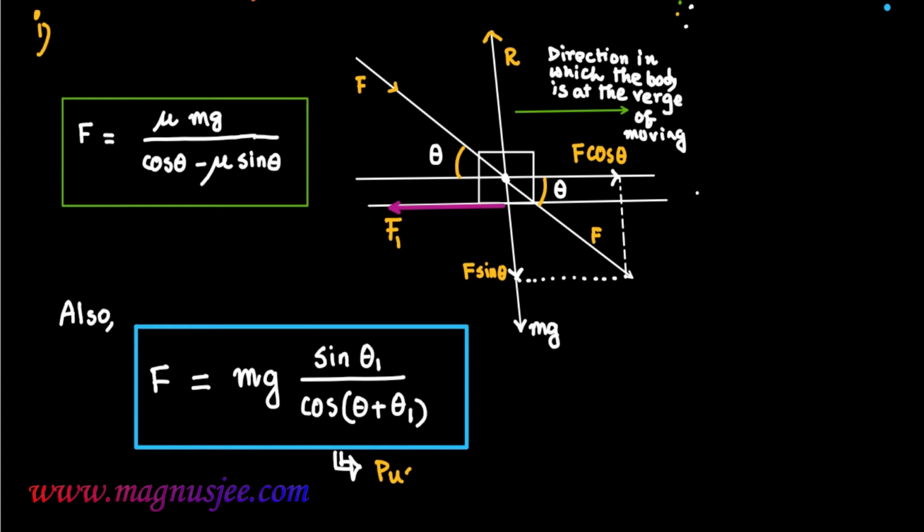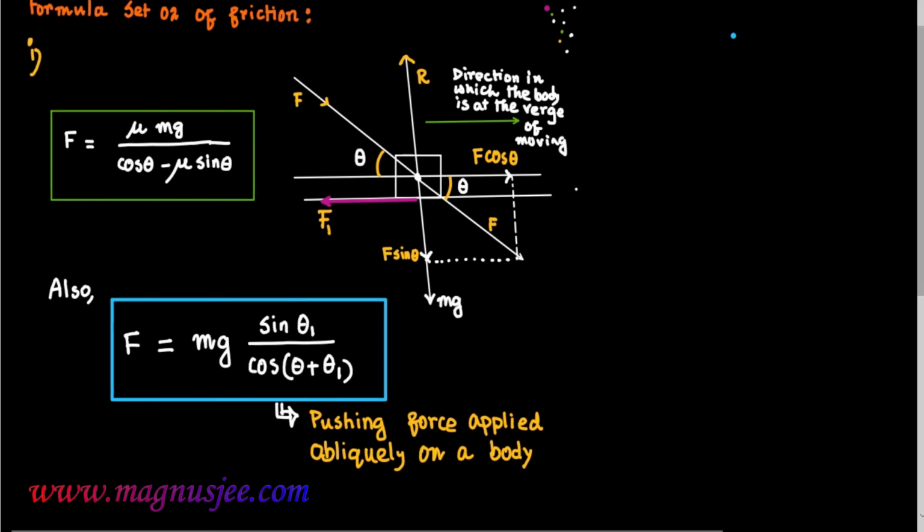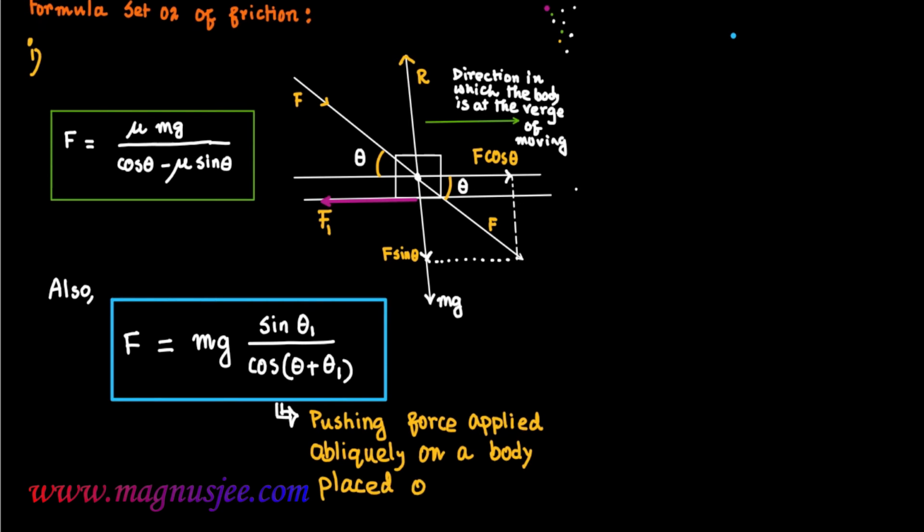This is the expression of pushing force applied obliquely on a body to move it, placed on a rough horizontal surface, where theta L is the angle of friction and theta is the angle at which the pushing force F is acted on the body.